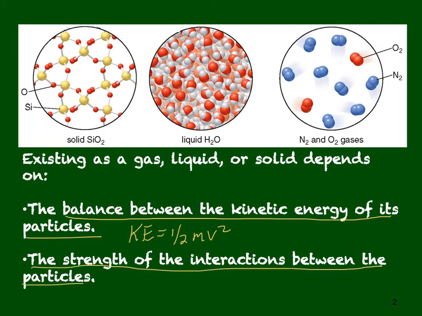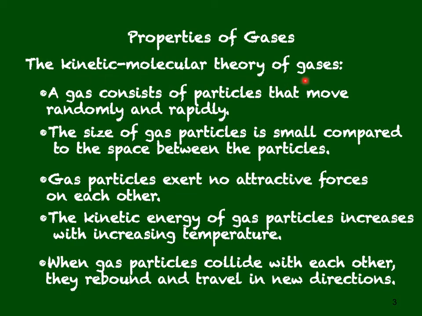Now, we saw that in the solid, the interactions are pretty strong. If we take a look at solid SiO2 here, the interactions that are occurring are actually covalent bonds. In liquid water here, the interactions between the particles are what we call intermolecular forces, and we're going to discuss those in a later video. But those forces, especially in liquid water, are quite strong. But in a gas, because the particles are so far apart, there's so much room in between individual particles, the interaction is very weak.